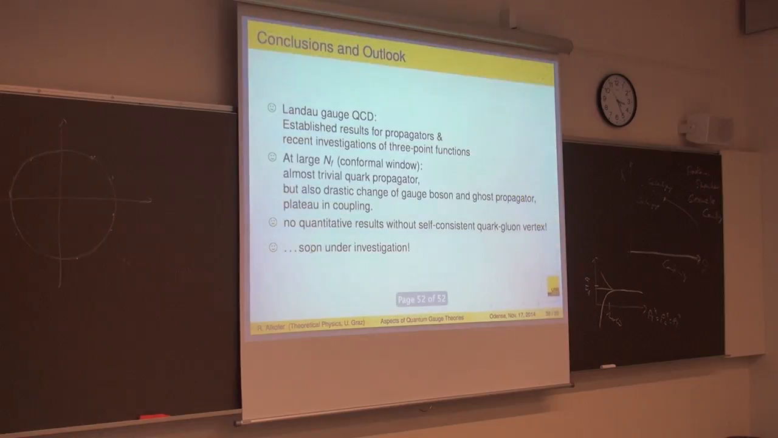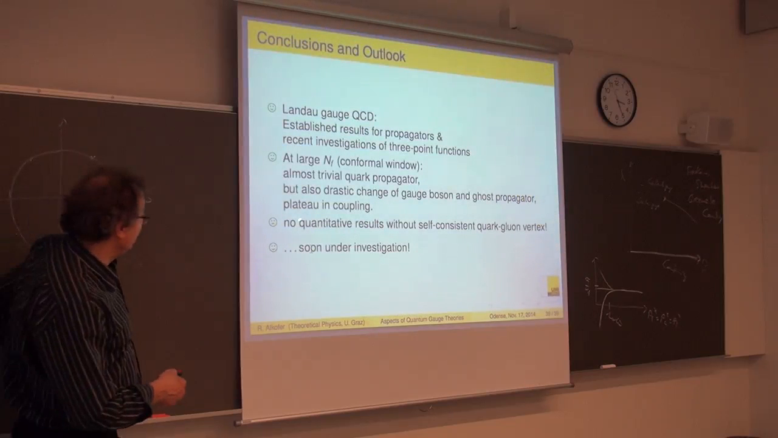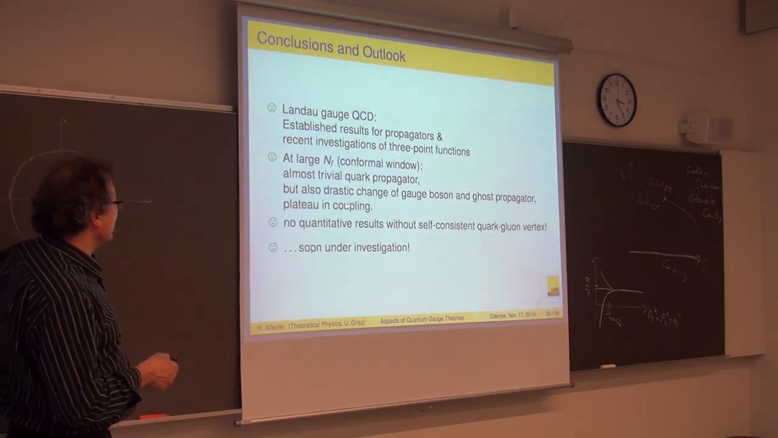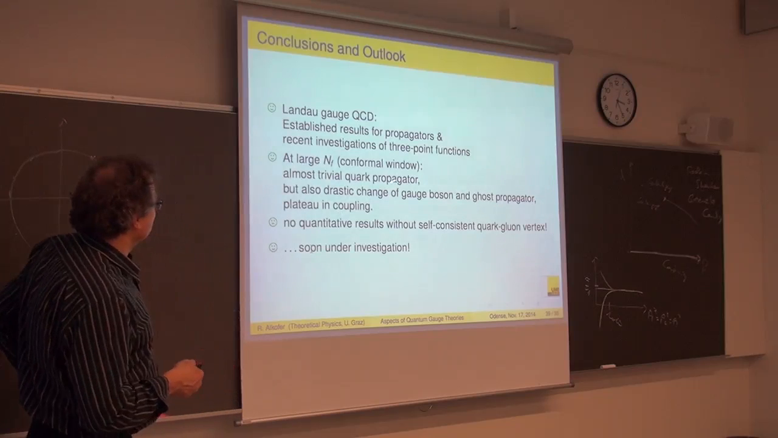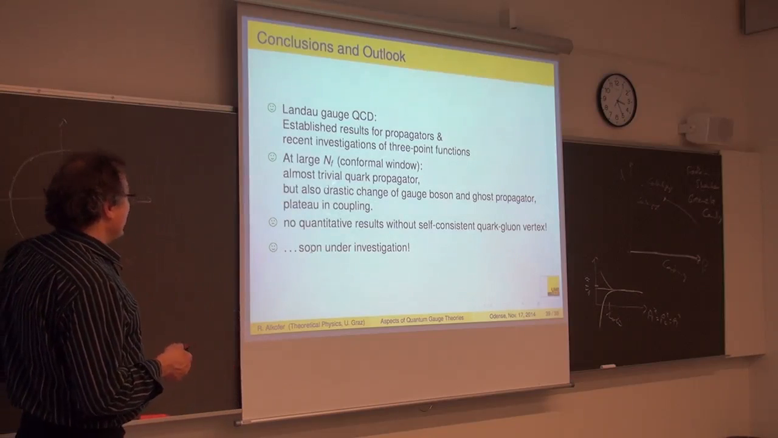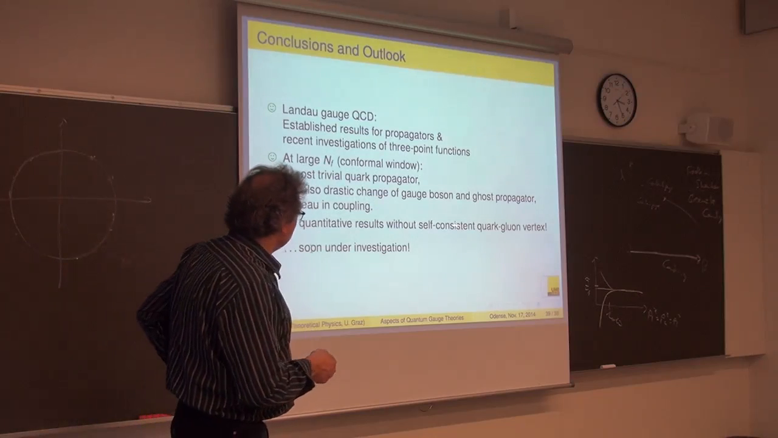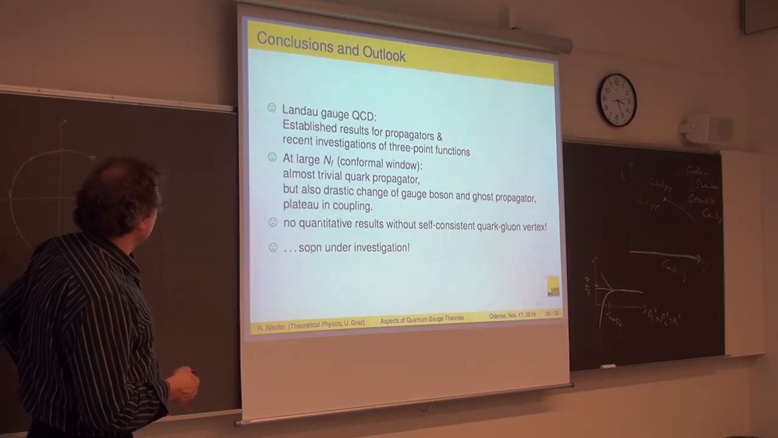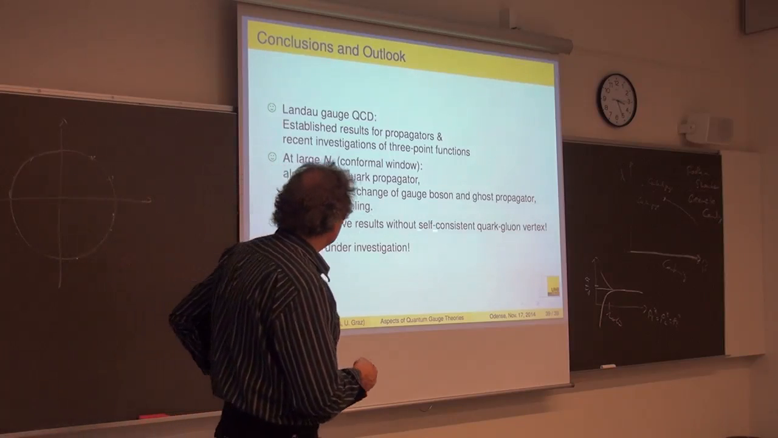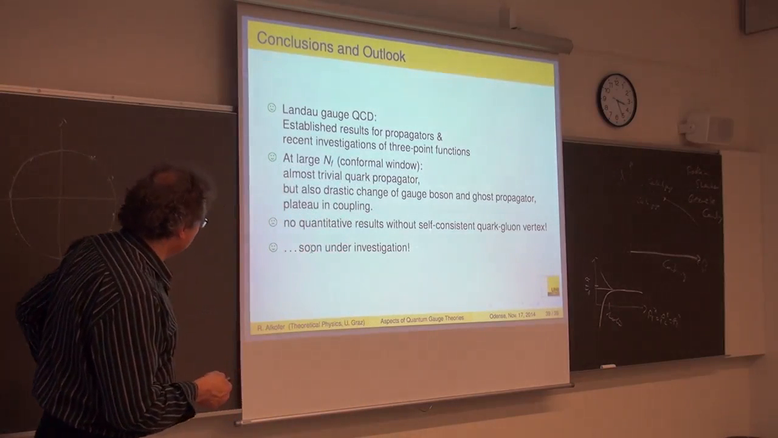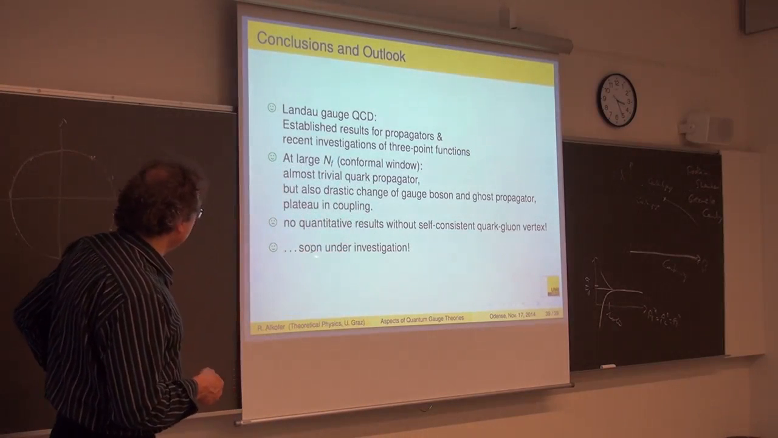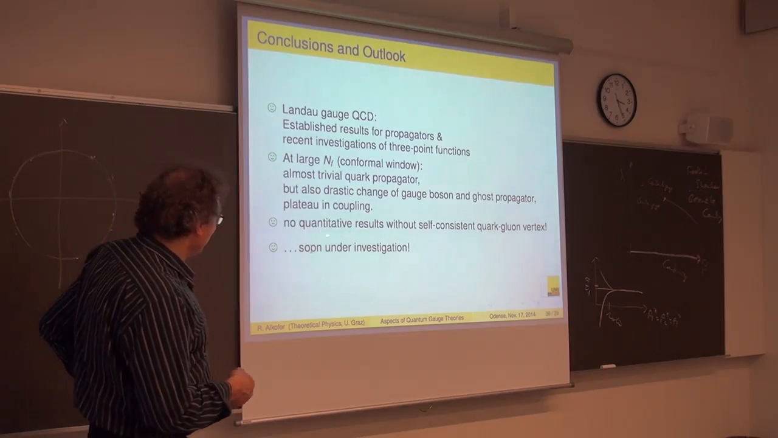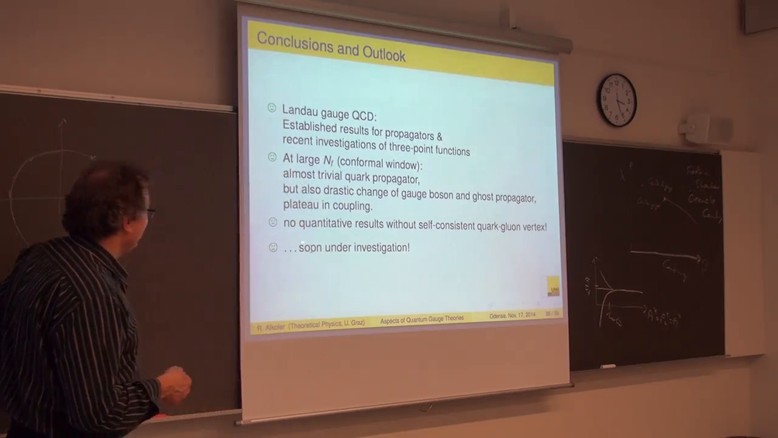And the point, of course, is this study is flawed in the sense that the quark loop is drastically overestimated, and for this we need to include a quark-gluon vertex self-consistently in such a calculation, and this will then probably allow us to give quantitative results. And this we started recently to investigate.